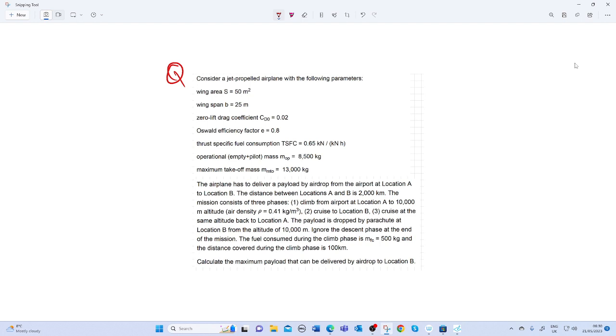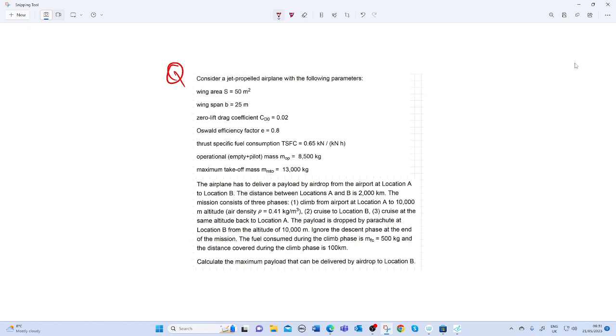Now, the aircraft has to deliver the payload by airdrop from airport location A to B. The distance between the location A to B is 2,000 kilometers. The mission consists of three phases. First, climb from airport location A to 10,000 meter altitude, where the air density equals 0.41 kilogram per meter cube. Second, the cruise to location B. Third, cruise flight at the same altitude back to location A.